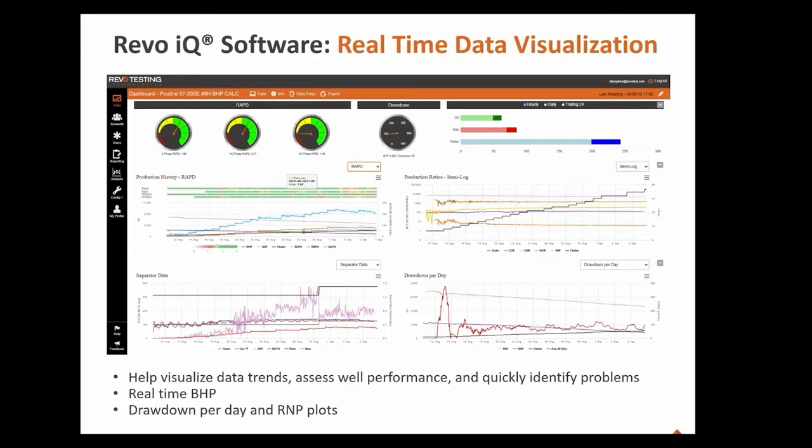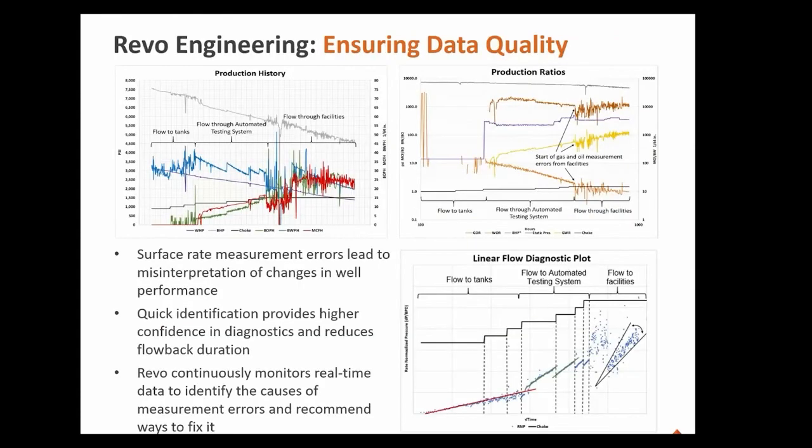This quadrant here in the bottom right hand corner, we can select rate normalized pressure plots, drawdown per day, drawdown versus cumulative. This is our main performance diagnostic plot down in the right hand side here.